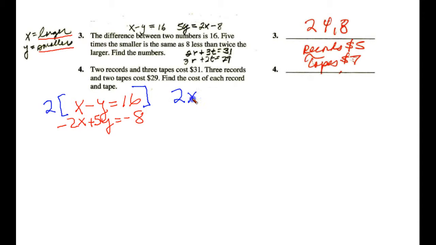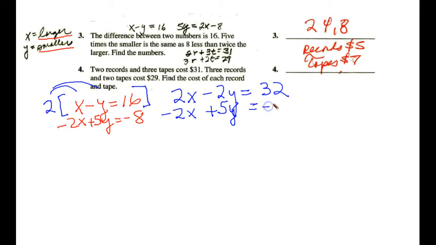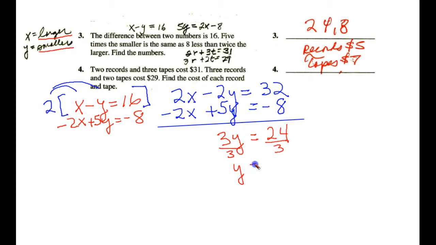So we go 2x as we distribute minus 2y equals 32. Now this other one we're just going to copy. Negative 2x plus 5y equals a negative 8. So when I add them up, I get a 3y, these just cancel out, equals 24. Divide both sides now by 3. We get a positive y equals 8, which is what we have up here.